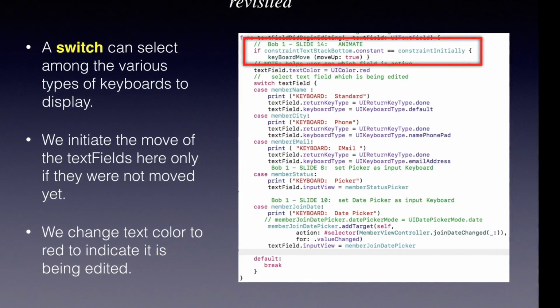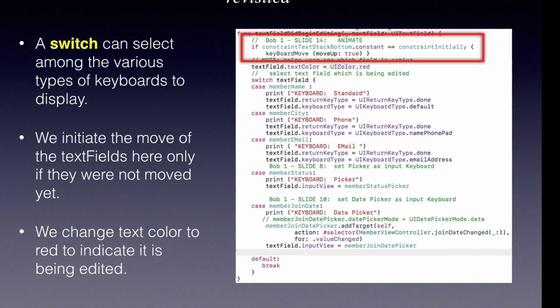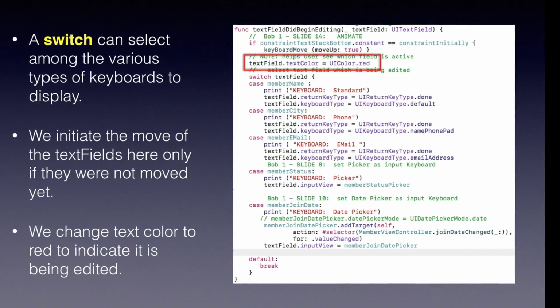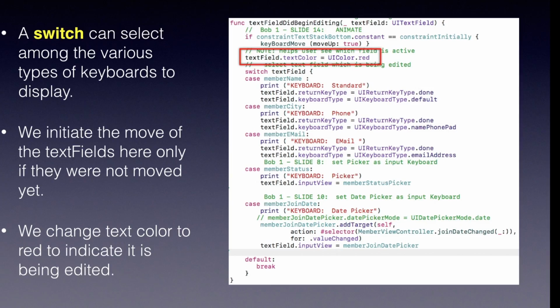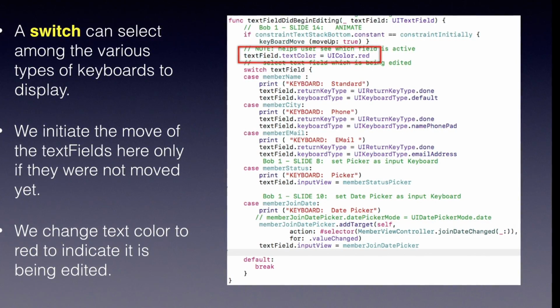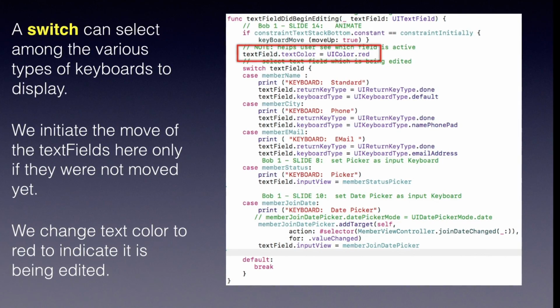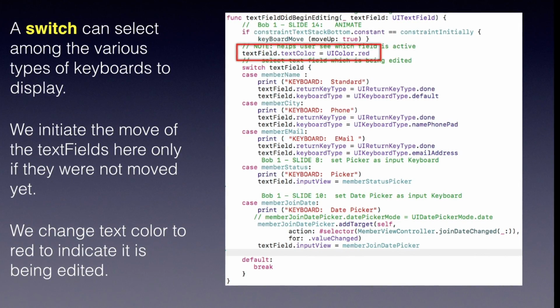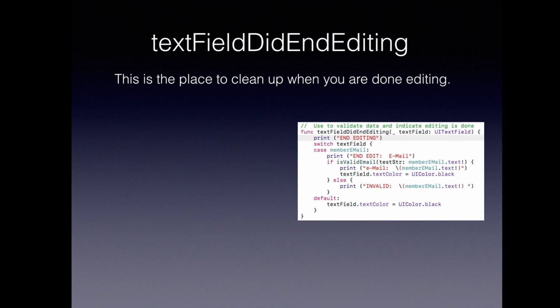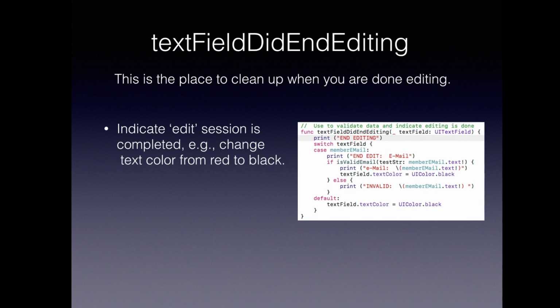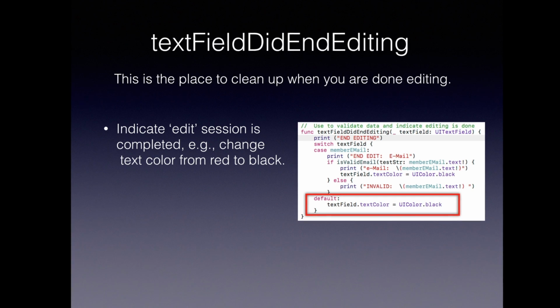And the other thing we want to do in this function is enable a visual representation of the fact that we're making an edit. So we change the color of the text to red to show the user that they're in the middle of editing something, and once they're done, we'll change it back to black. And when they're done, we're going to be in textFieldDidEndEditing, and this is a place where we can do our cleanup, if you will. So one of the things we'll do here is change the color back to black. In other words, we'll only want to do that if everything goes well.